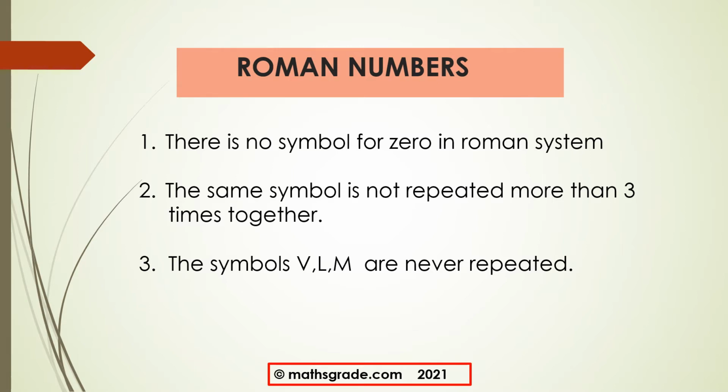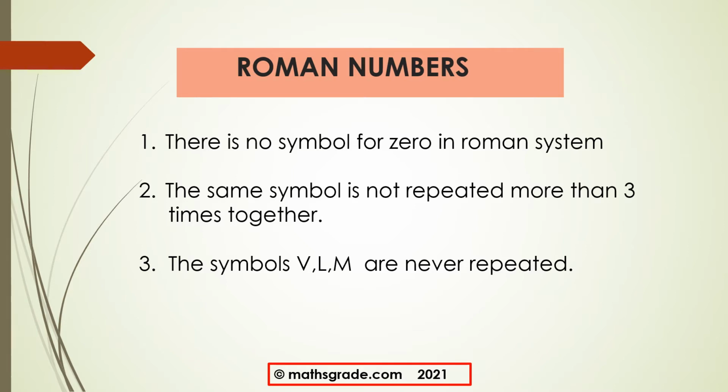You can repeat the symbols I and X only up to 3 times. V cannot be repeated. V, L and M are written only a single time. They can never be repeated two times. Only for the first time are the symbols V, L, M written. They are not repeated a second time. They are never repeated.